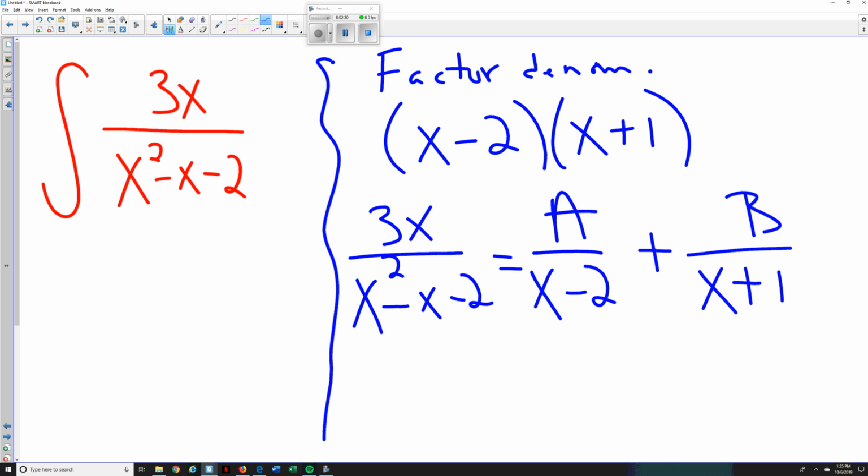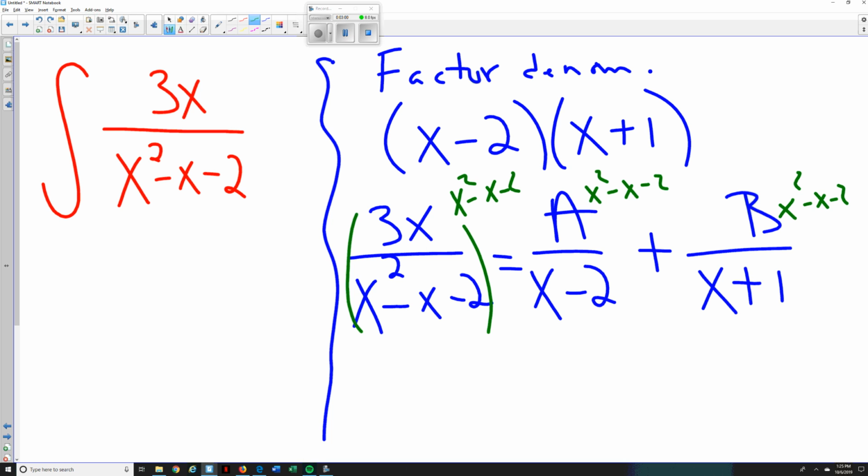So now we're going to multiply everything, because we don't like dealing with fractions. Let's try this again. We're going to multiply by our original denominator, so x squared minus x minus 2. We're going to multiply that here, x squared minus x minus 2, and we're going to have to do it here, x squared minus x minus 2.